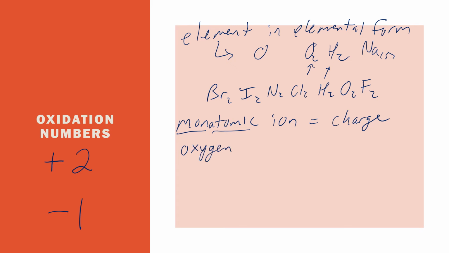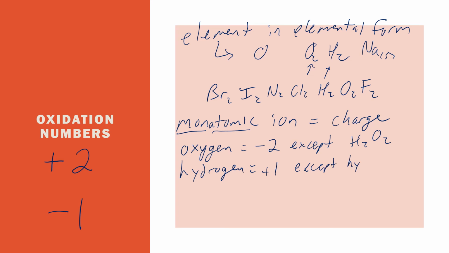Oxygen will have an oxidation state of -2, except in peroxides, so like hydrogen peroxide. It's basically the only peroxide that we see. And then hydrogen in a compound will have an oxidation number of +1, except when it's a hydride, in which case it will be -1. That's where you have a metal like sodium binding to the hydrogen; it doesn't show up very often at all. And then last but not least, the other elements.